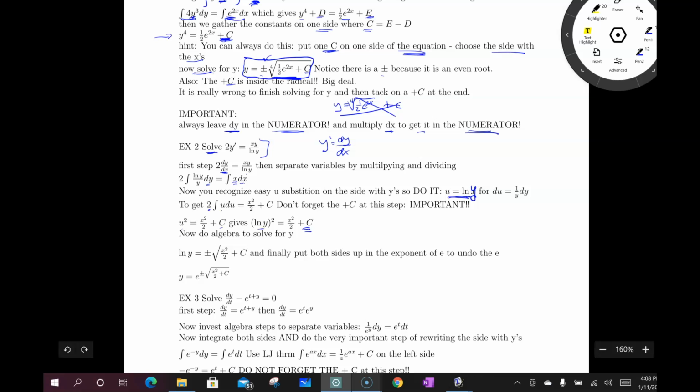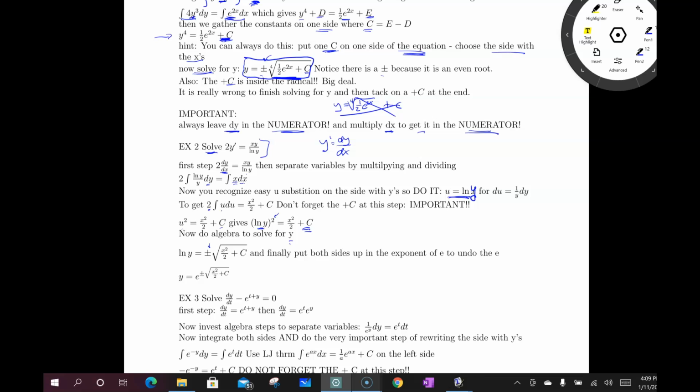Put the y's back in. So I get ln of y squared equal x squared over 2 plus c. So now I need to do algebra to solve for the y. So first, I'm going to take the square root of both sides. So that means I get a plus or minus, and that plus c is inside the radical.